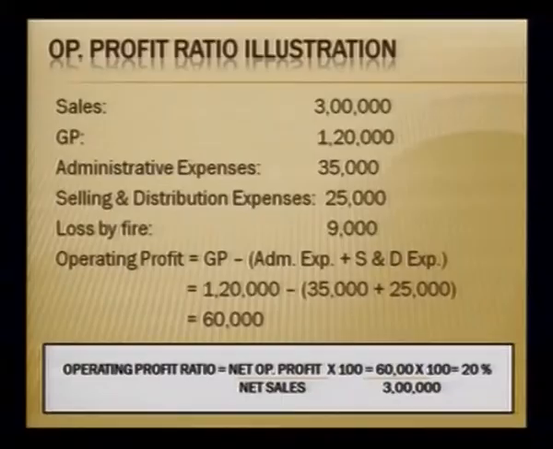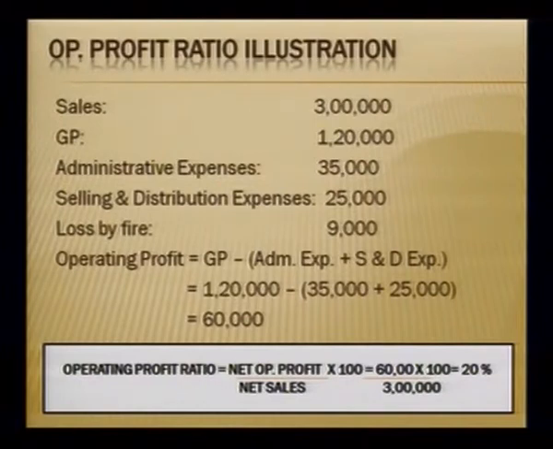Okay, let us take an example to see how this operating profit is calculated. Let us say that the sales for the firm are 3 lakh rupees, the gross profit is 1,20,000, administrative expenses amount to 35,000, selling and distribution expenses turn out to be 25,000, and loss by fire is 9,000. The computation of the operating profit ratio will require the calculations for operating profit and your net sales.